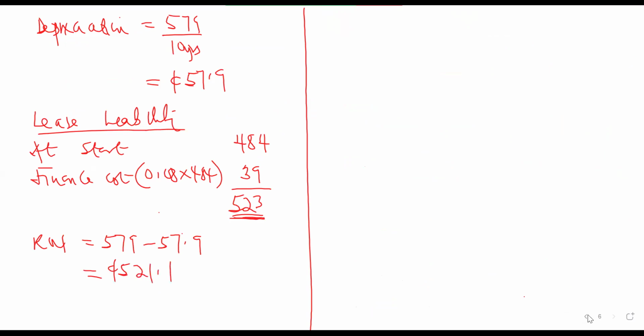$521.1. Okay, so this is our 521.1. This is the first year. But please, if they are asking you to do this for only 1 year, bring the reassessment to the end of this year, because 1st January and 31 December, technically they are the same.